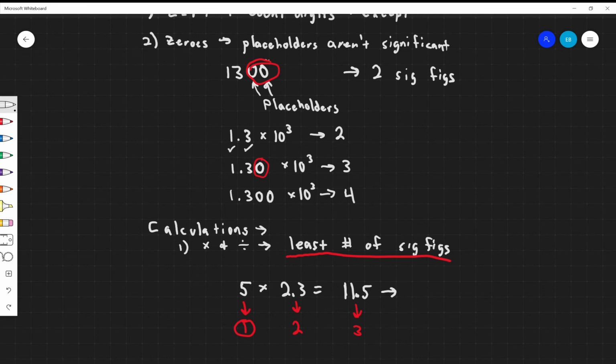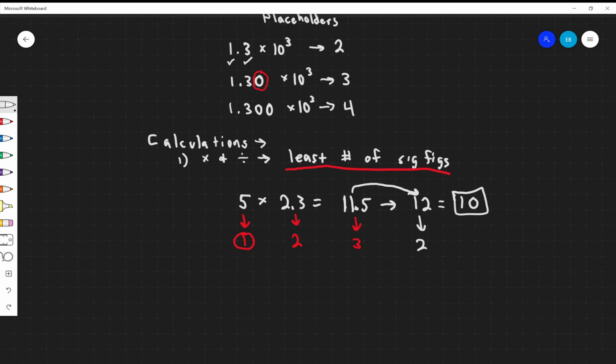So if I do 1 sig fig, this 1 would round to a 2, right, so this should be 12. But that's 2 sig figs. We don't want 2 sig figs, we want 1. So to round this to 1 sig fig, I will get the answer 10. It seems annoying, but this is truly the case. This is how calculations work for multiplication and division.